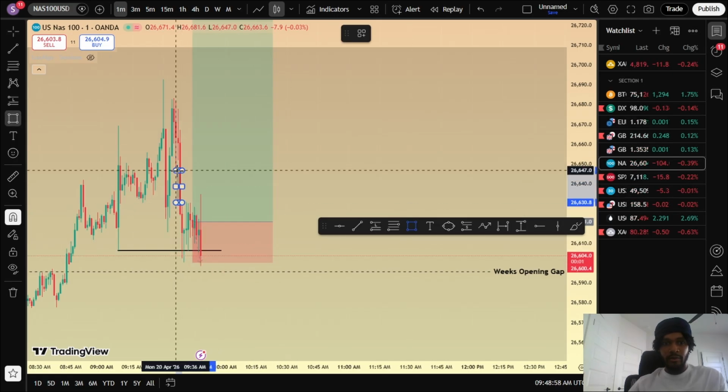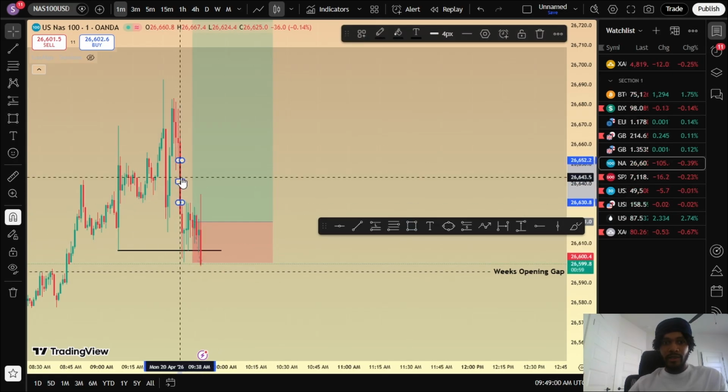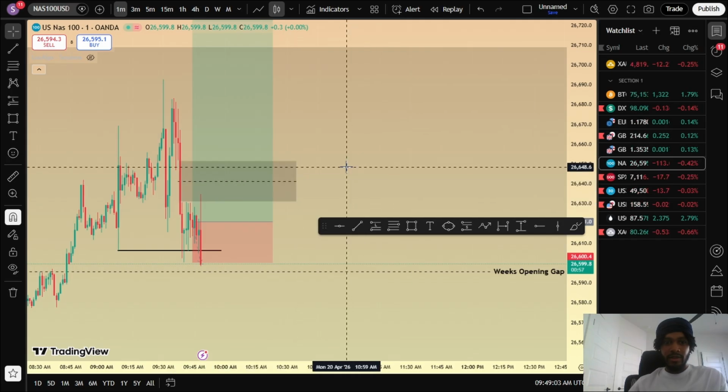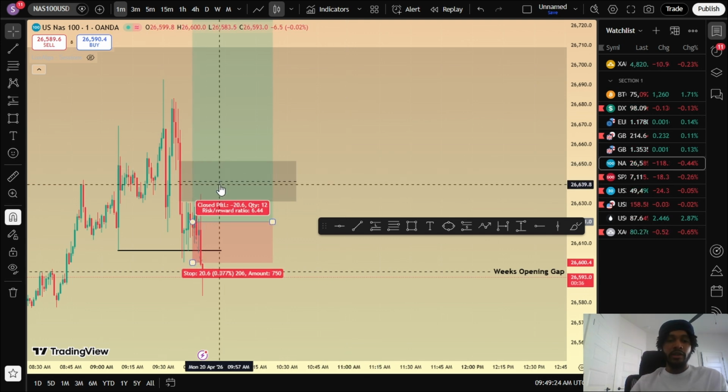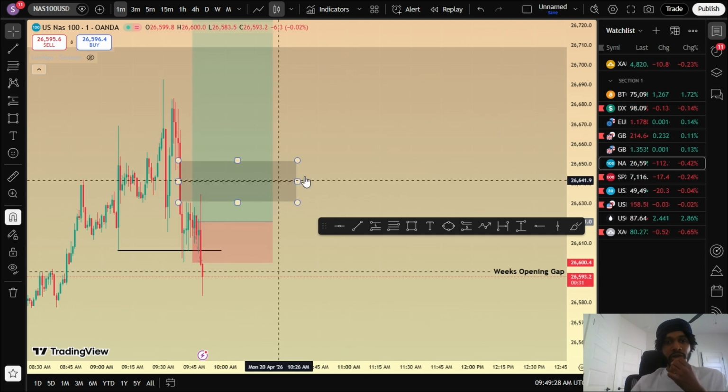And see, that's why I ain't take this. Stop loss probably nope. That's going down. A stronger confirmation would have been us inverting this 1 minute gap. That would be a stronger confirmation.